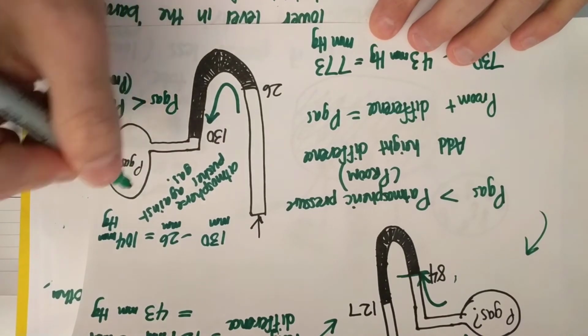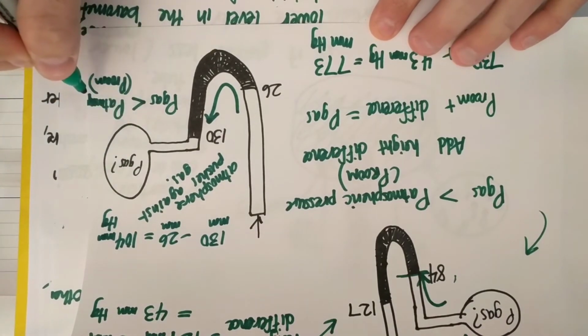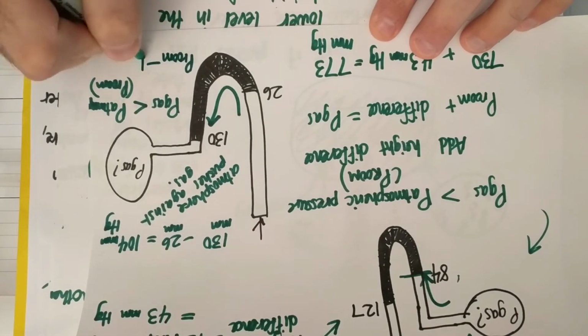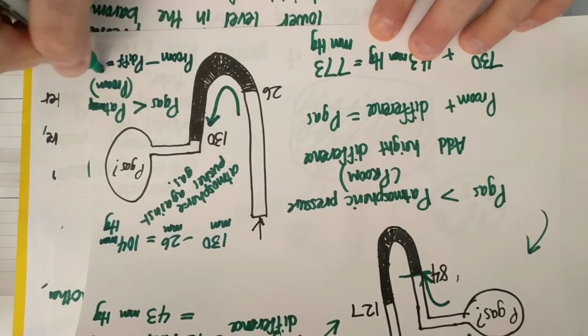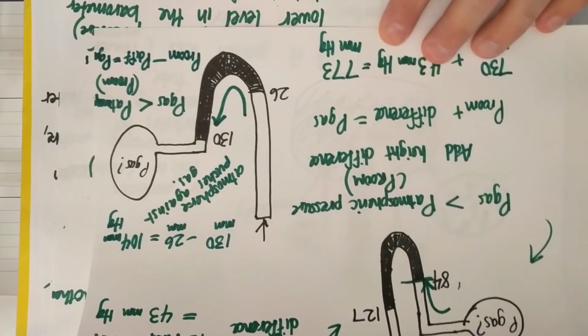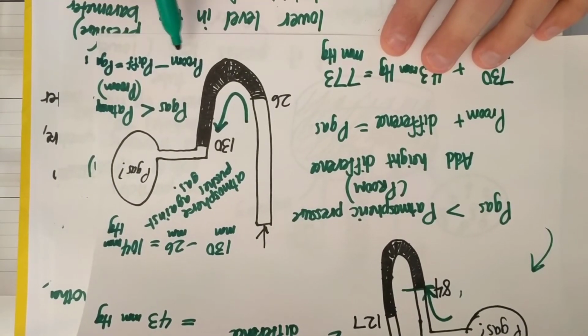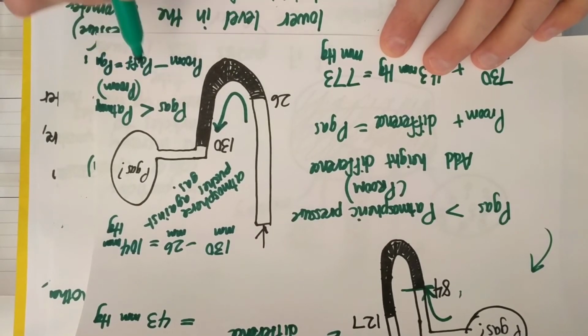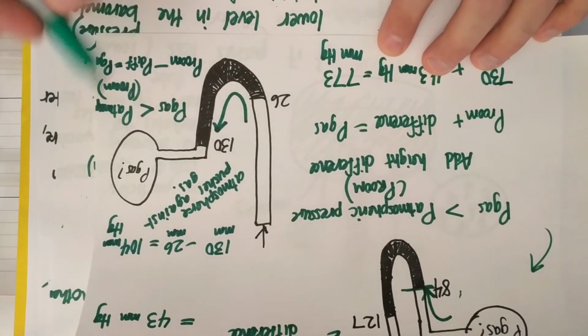So P of the gas is less than P of the atmosphere. I'm going to do P of the room minus P of the difference is going to be equal to P of the gas. All right. Remember, the only reason why I'm doing a subtraction is because the pressure of the gas should be lower, and it's lower than atmospheric pressure.